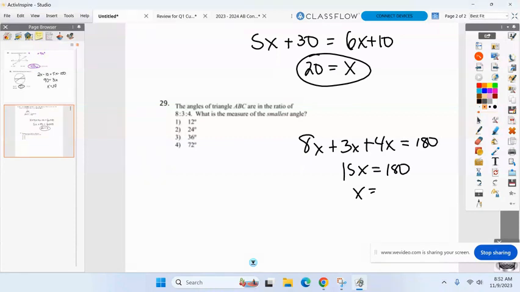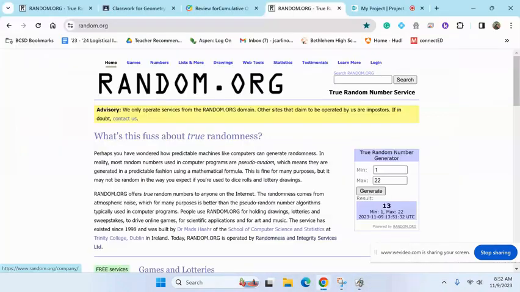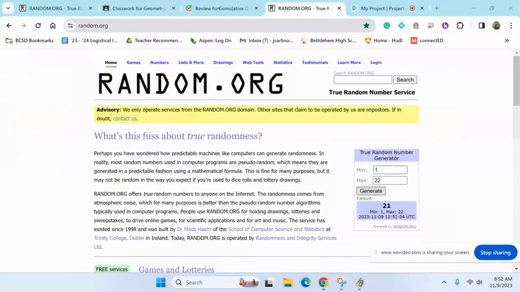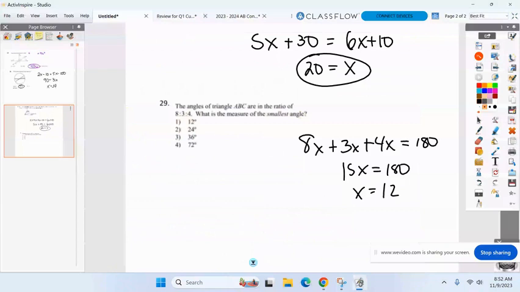So when you do find x, let me know. We're not done yet, but I just want to know the value of x when you get it. Here we go, Lauren. 12. And again, 12's up there as an answer choice, but I'm looking for the smallest angle. So what do I do with 12 now to find the smallest angle? What needs to happen to 12, Micaiah? Multiply it by 3, because 3 is the smallest out of the 3 numbers. So we're looking at actually 36 degrees.